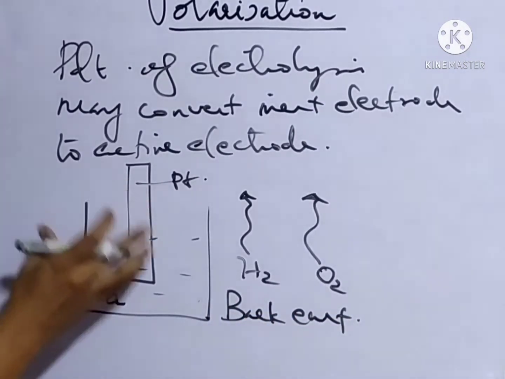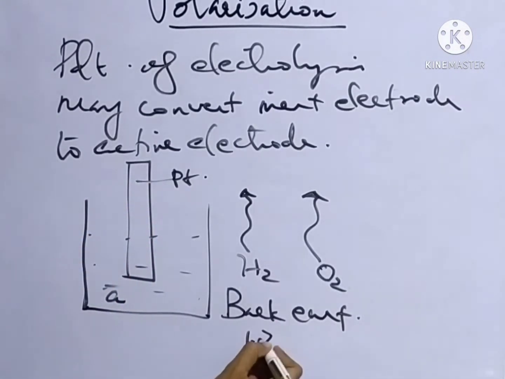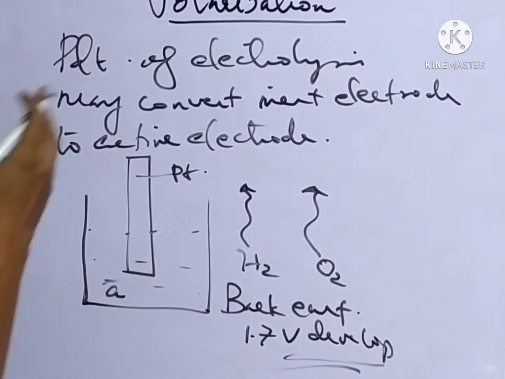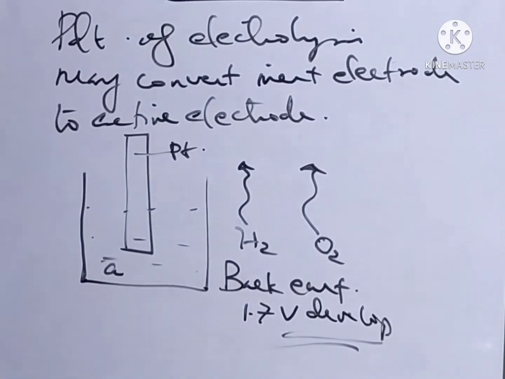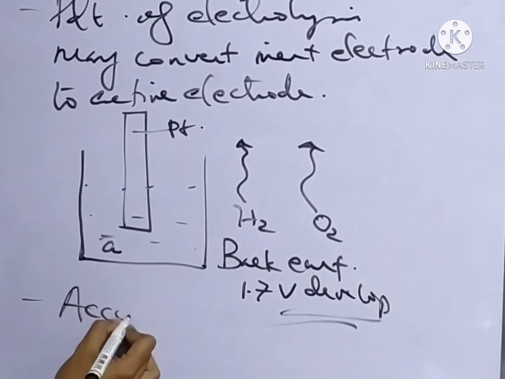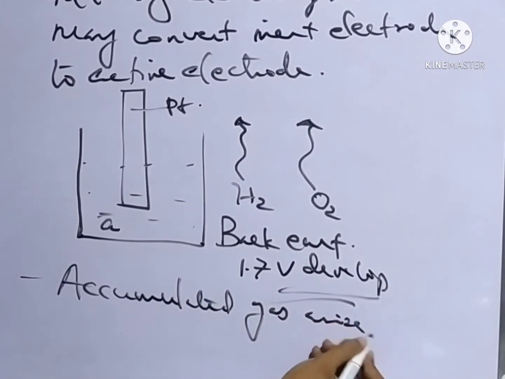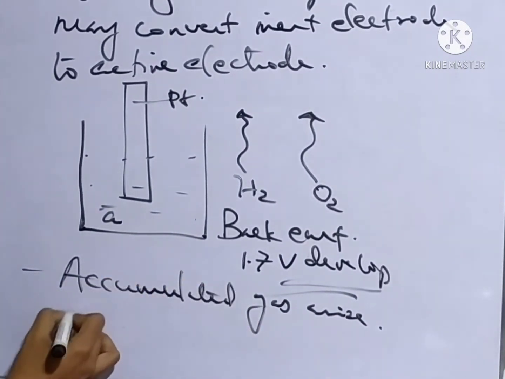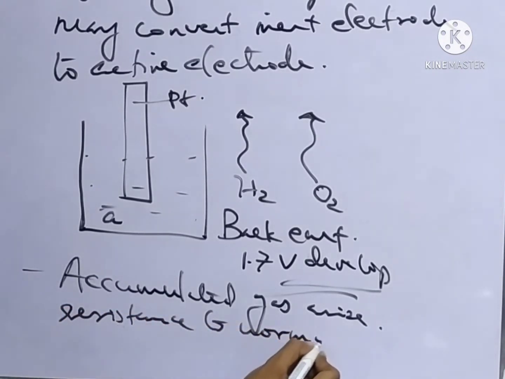In the case of this particular type of platinum acid solution, about 1.7 volt will be developed as a back EMF, and that may also lead to polarization. And the next reason is the accumulated gas, which arises as resistance to normal cell flow.